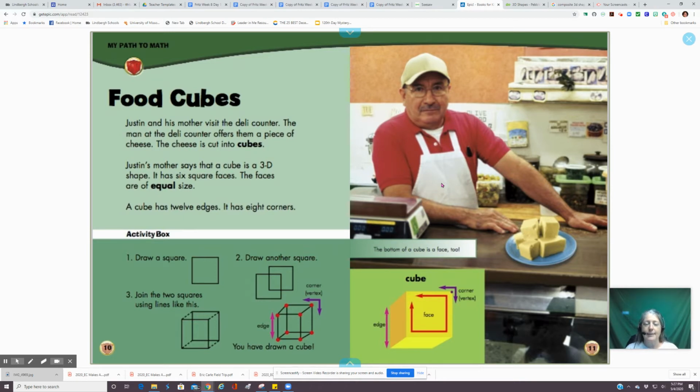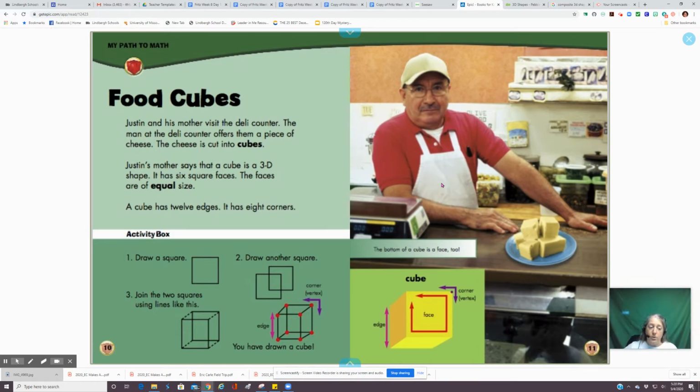Justin's mother says that a cube is a 3D shape. It has 6 square faces. That's what we learned in our math book. The faces are of equal size. That means they're all the same. Remember, equal means the same on one side as the other, or just same. A cube has 12 edges. That means those lines that go on all the faces, the outside of the faces.